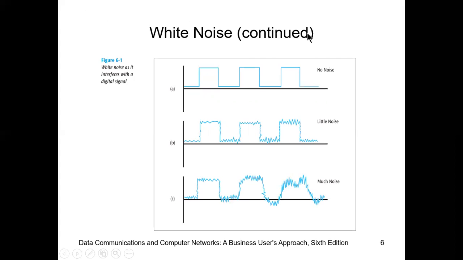Now the white noise can be interpreted as follows. If you look at this first one here, this is a normal wave where there's no noise. It's smooth, and the lines and the peaks are very smooth and clear. When there's a little noise, the lines and peaks are still visible, but much noise distorts almost the whole wave. So you can see that noise has a negative effect on the message, and it is what causes network errors.